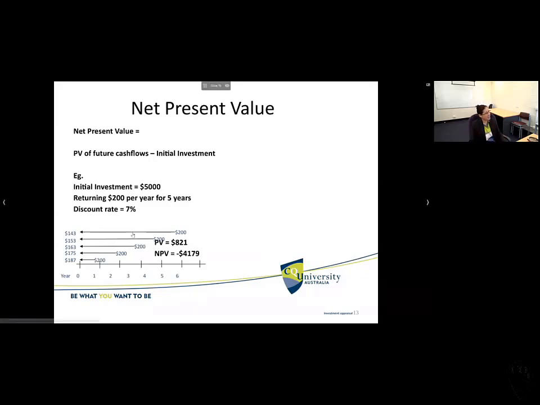Okay, so just be aware that's a huge factor. The discount rate affects the net present value. The higher the discount rate, the lower your net present value, and vice versa. Okay, so let's move on.